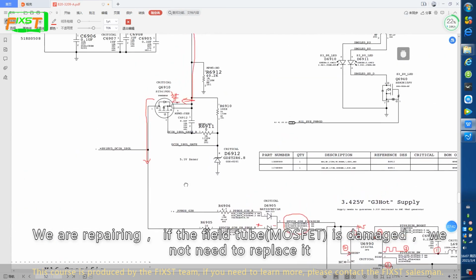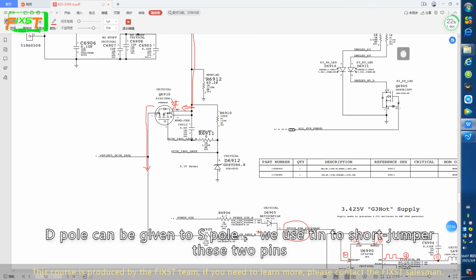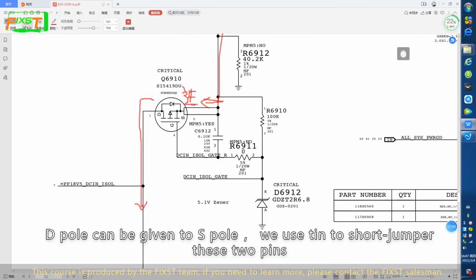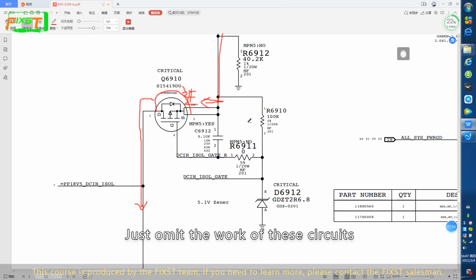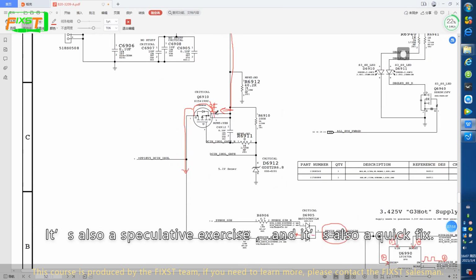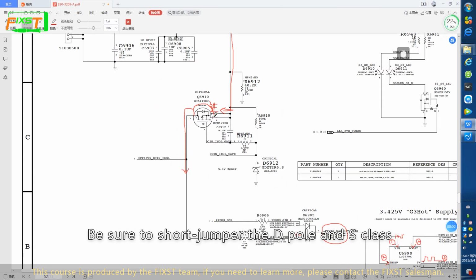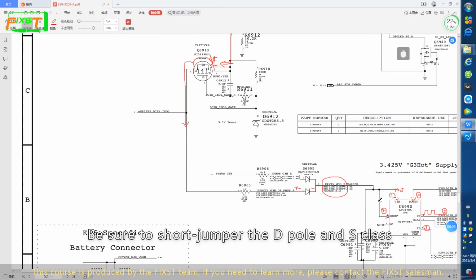When we are repairing in this field and 2 MOSFETs are damaged, we do not need to replace them. The D pole can be connected to the S pole. We use tin to jumper these 2 pins. Just omit this part of the circuit. It's also a speculative exercise and a quick fix. This MOSFET can be shorted, but not warm connected. Be sure to jumper the D pole and S pole.